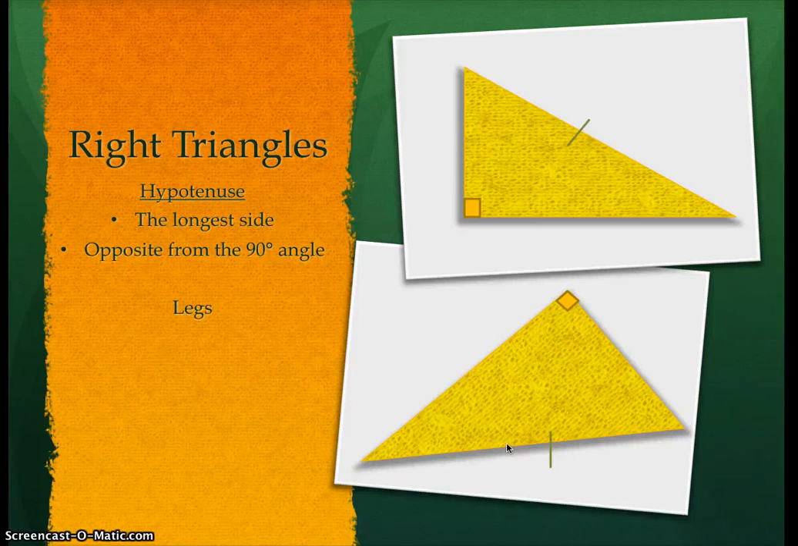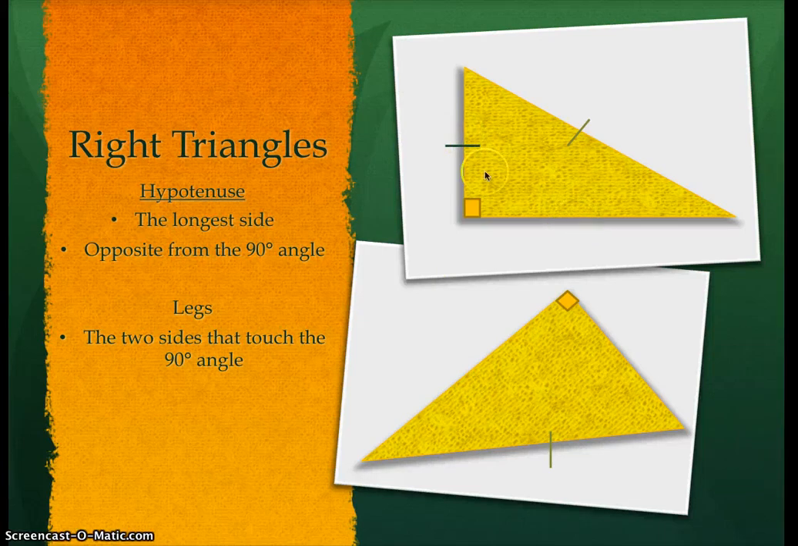The other two sides that are left are the legs. So I've picked one leg here to mark, and there are two legs, right? This is the other one. Let's say that these two legs are congruent. Well, now we can see that these triangles would be congruent by the HL theorem.